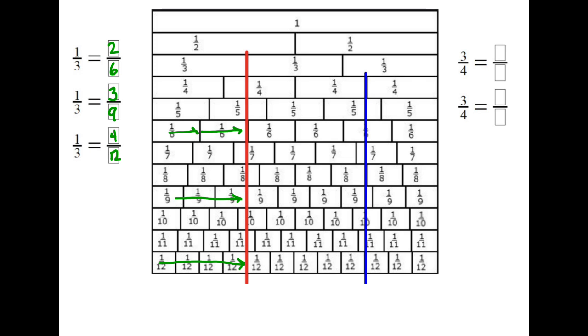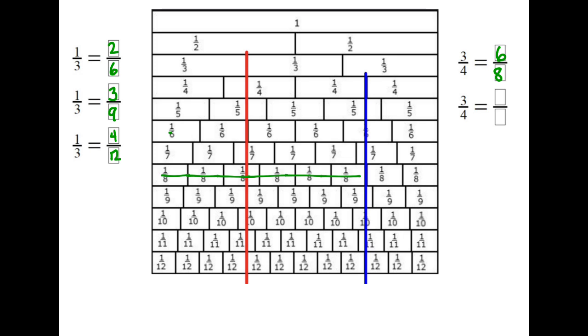Now let me clean up inside the chart because now we're going to look at the blue line. The blue line is over here at the line in between these two. So I'm going to do 1, 2, 3, and they're fourths. So it's 3/4. Can I do fifths? No. Can I do sixths? No. Sevenths? No. Eighths? Yes. So the denominator is going to be 8. And how many do I have? 1, 2, 3, 4, 6.